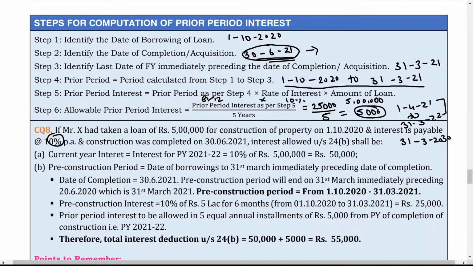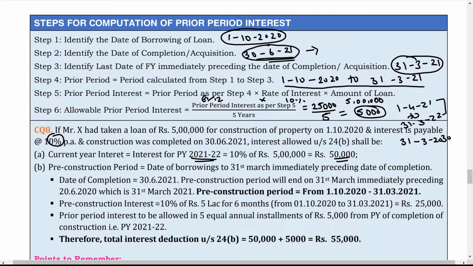So number one, current year interest. First of all, you have to find out current year interest. Interest for previous year 2021-22: 10% of 5 lakh, that is 50,000. Now pre-construction period, I already explained: date of borrowing to 31st March immediately preceding date of completion. So date of borrowing is 1st October 2020, and 31st March immediately prior to the date of completion. Completion of construction is 31st March 2021.